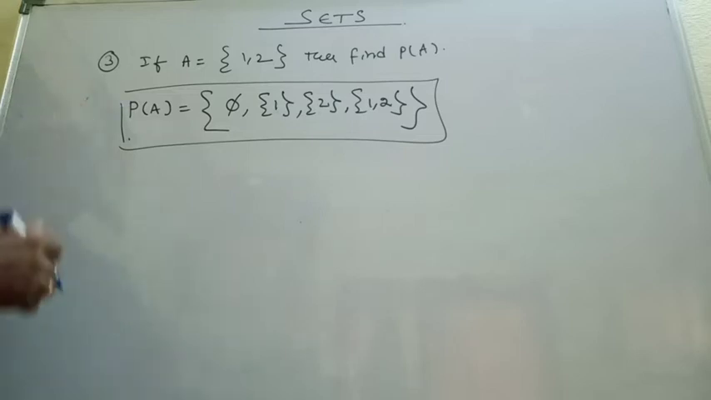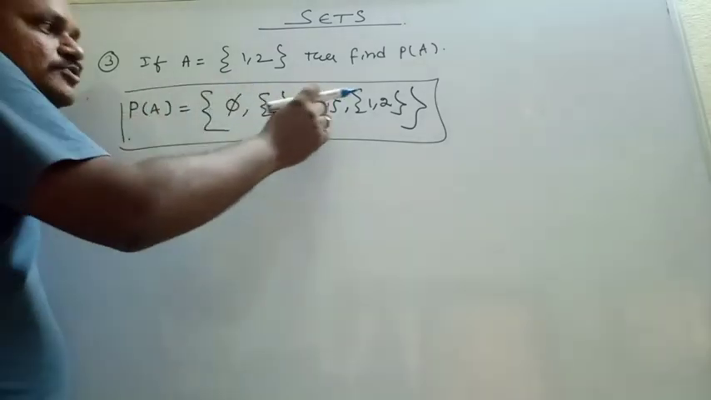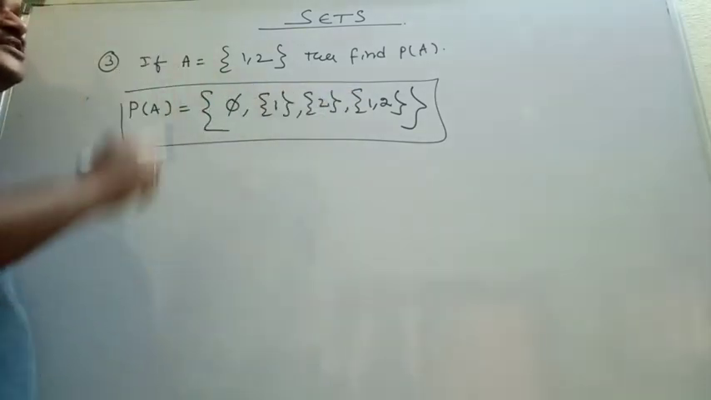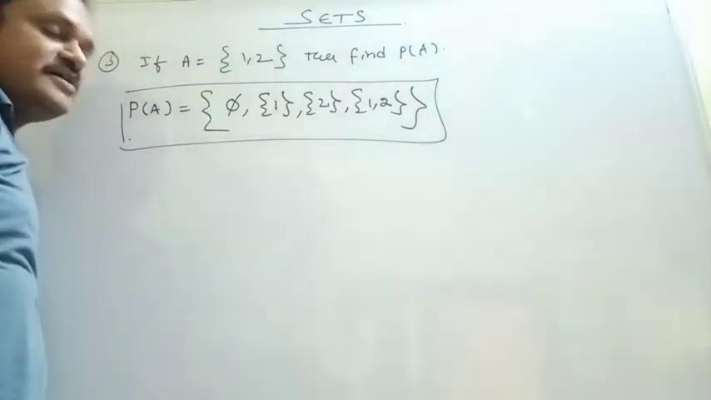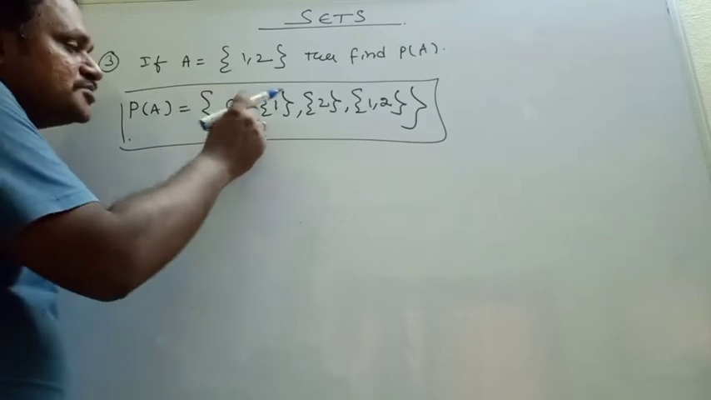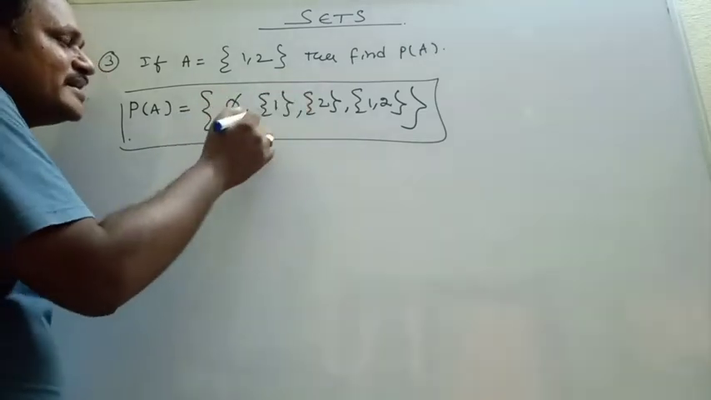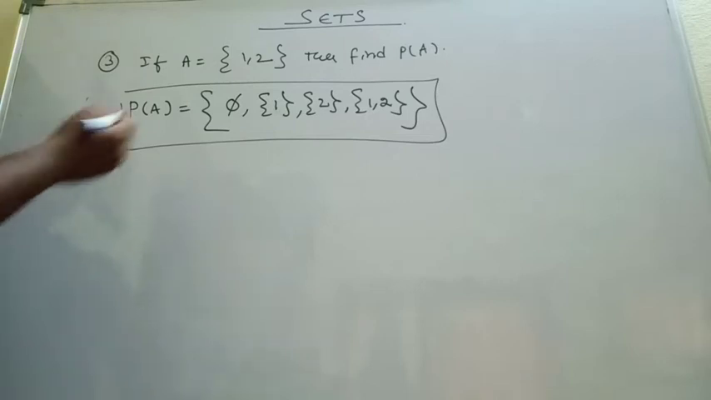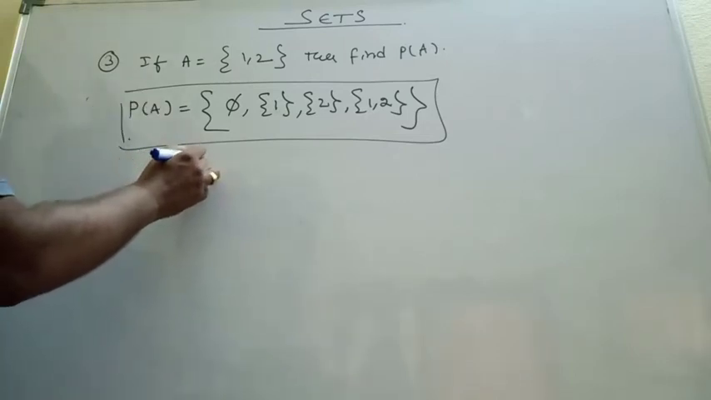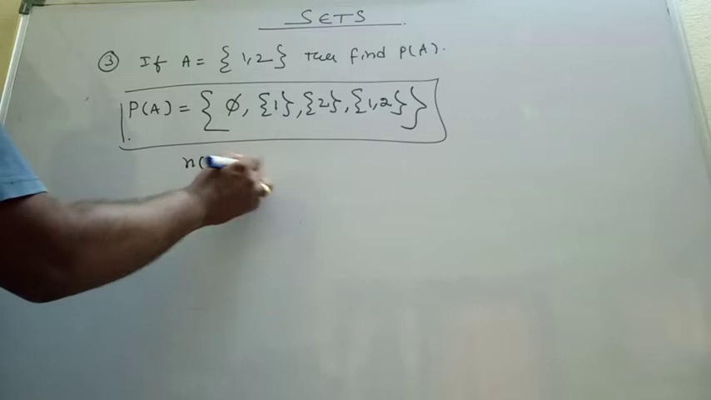It's very simple: these are all the possible subsets of the given set. That is what you mean by P of A. P of A means the power set of A, which has all possible subsets of the given set: phi, {1}, {2}, {1, 2}, right? And you know, one more thing, n of A: how many elements are there? 2 elements are there in this.